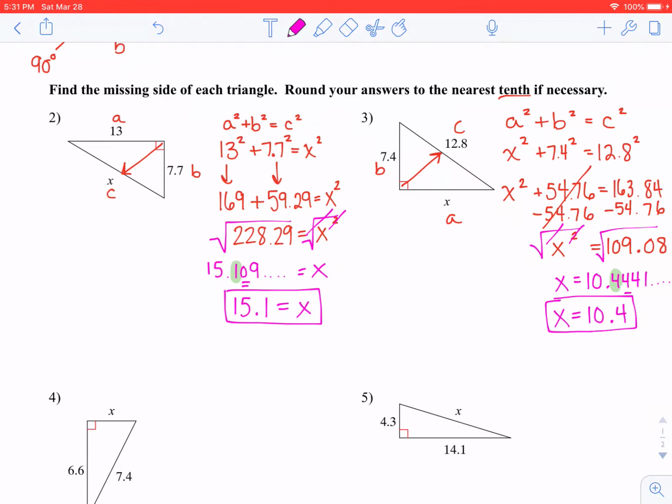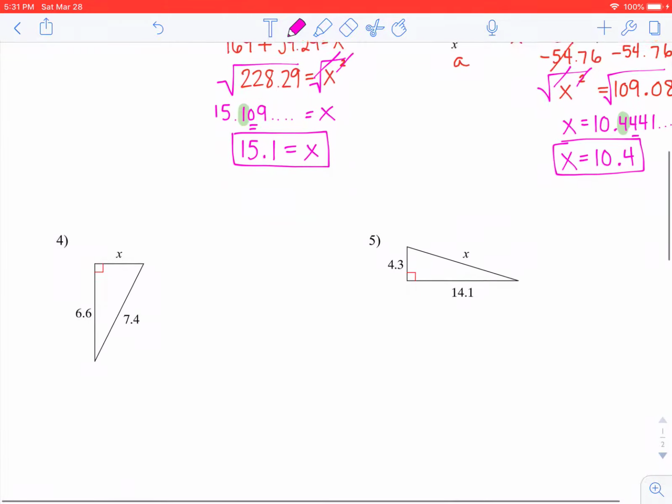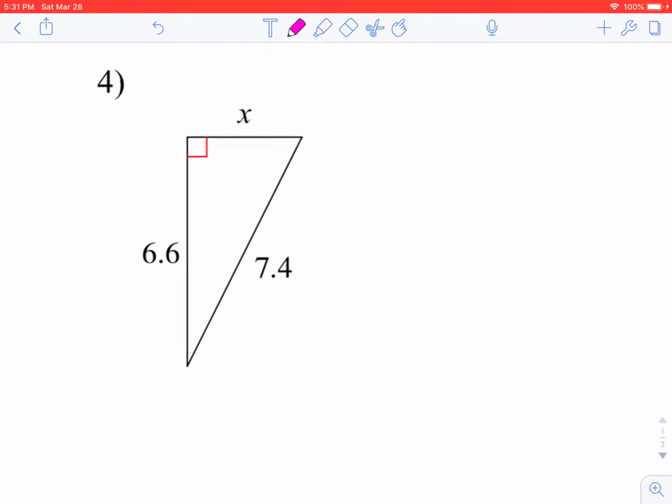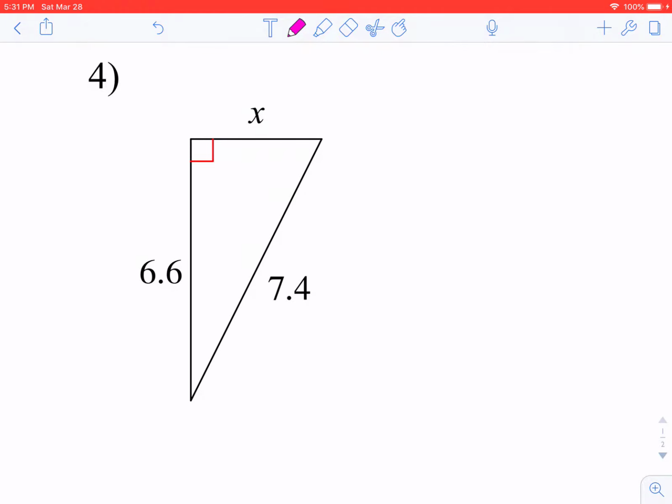And those are the two different types of problems that you're going to do on the homework. Problems like number 2, where you find the hypotenuse, and problems like number 3, where you find a leg. I'm going to do 2 more problems just to kind of review with you, and then we will call it a day for this lesson.